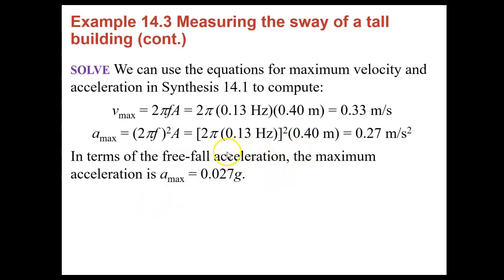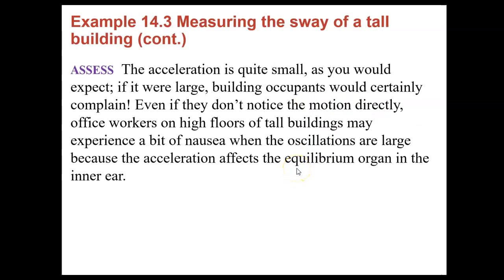So our maximum acceleration is (2 pi f) squared times your amplitude, which is 0.27 meters per second squared. Maximum velocity is 2 pi frequency times your amplitude again, the maximum swaying distance. So 2 pi times 0.13 hertz times 0.4 meters is 0.33 meters per second. And the acceleration isn't very big, which should be expected.